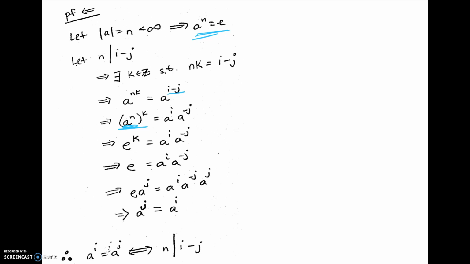So E to the anything is just E. So E must equal A to the I, A to the negative J. Then I multiplied by A to the J on the right-hand side, on both sides of the equality. These two cancel out, so I end up with A to the J equals A to the I. So we proved it in both directions, which means that A to the I equals A to the J if and only if N divides I minus J.